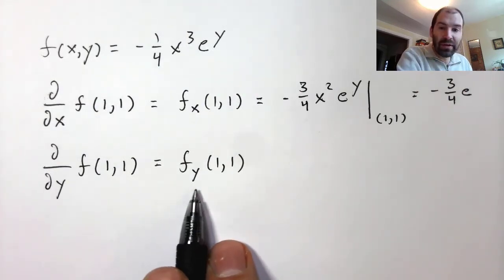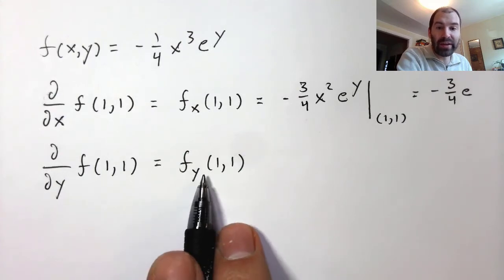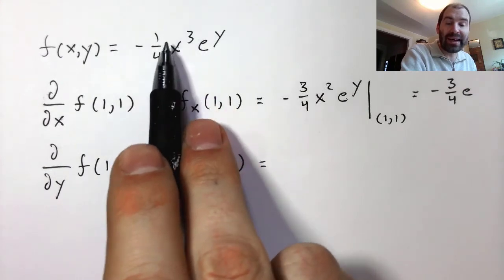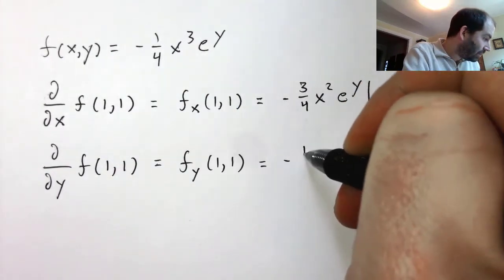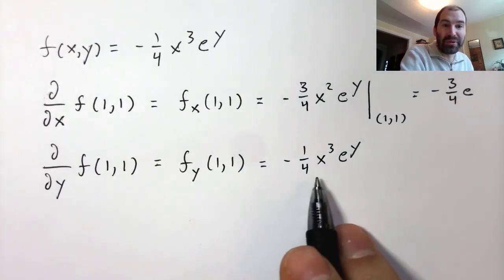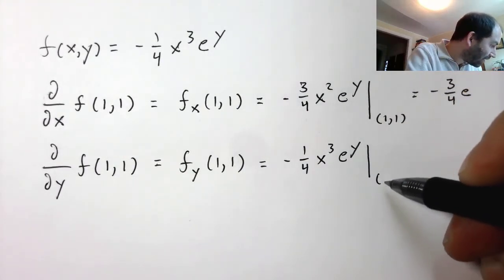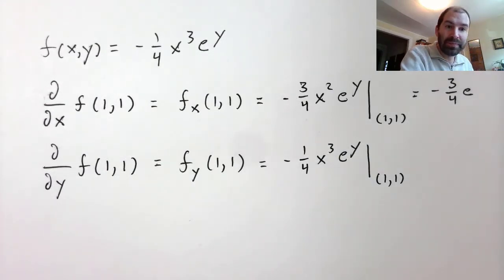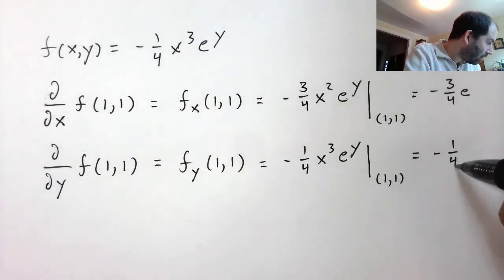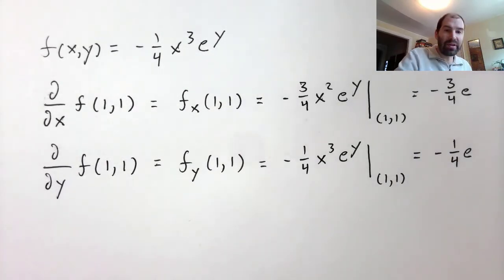Okay, let's do the same thing for the partial derivative with respect to y at the point 1, 1. Well, now I'm differentiating with respect to y, so I treat x as a constant. The derivative of e to the y is e to the y, so nothing really changes here. I'm evaluating this at the point 1, 1. So what do I get? Negative 1/4 e. So 2 different derivatives. And those derivatives are the slopes of those lines that we were looking at in the 3-dimensional picture.